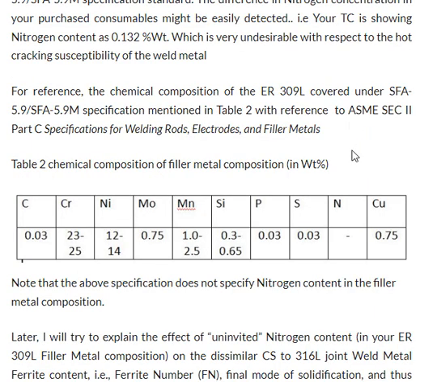For reference, the chemical composition of the ER309L covered under the SFA 5.9 specification is mentioned in this table as per ASME Section 2 Part C, specification for welding rods, electrodes and filler metal. You can see this specification does not specify nitrogen content in the filler metal composition. There is no mention about the nitrogen content. The rest are there: carbon, chromium, nickel, molybdenum, manganese, silicon, phosphorus, sulfur, nitrogen dash, and copper.